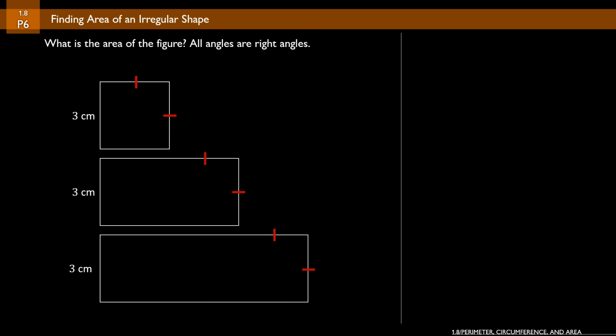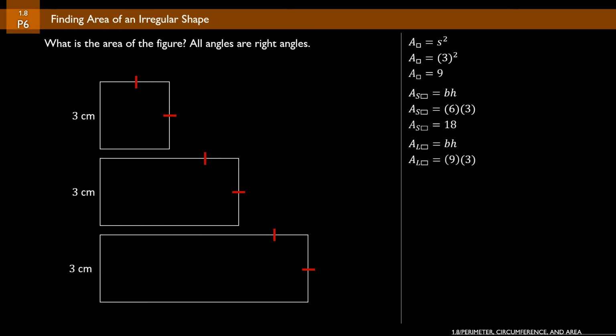For the area of a square, we're going to use s squared, and we're going to plug in the side of 3. That gives us 3 squared, so the area of the square is 9. For the area of the small rectangle, we're going to use A equals BH, and we know that the sides are 3 and 6, so we plug those in. So we get A equals 6 times 3, or A equals 18. We then have the large rectangle, so again we use A equals BH, and this time we've got sides of 9 and 3, which gives us an area for the larger rectangle of 27.